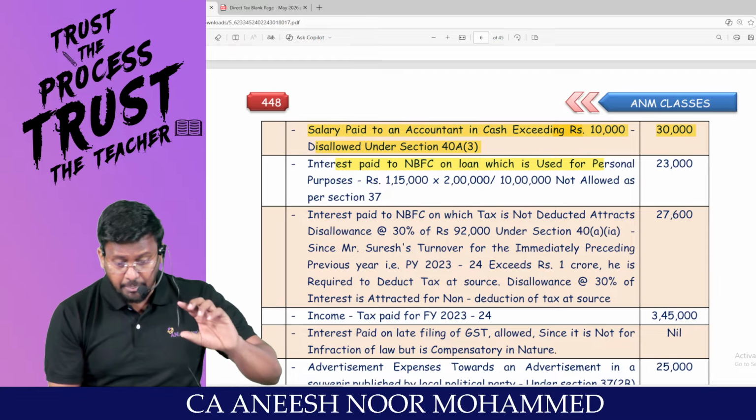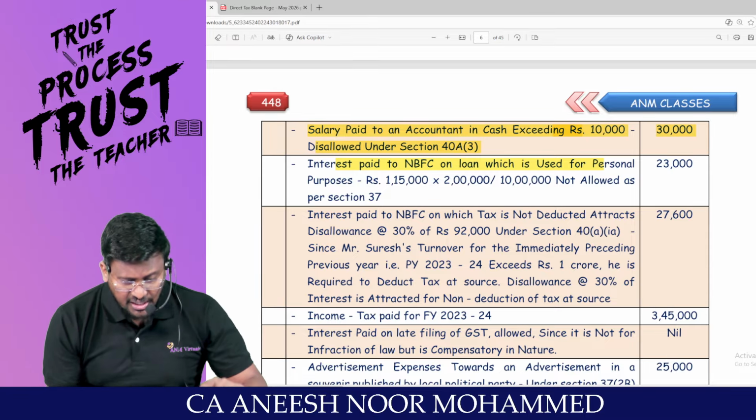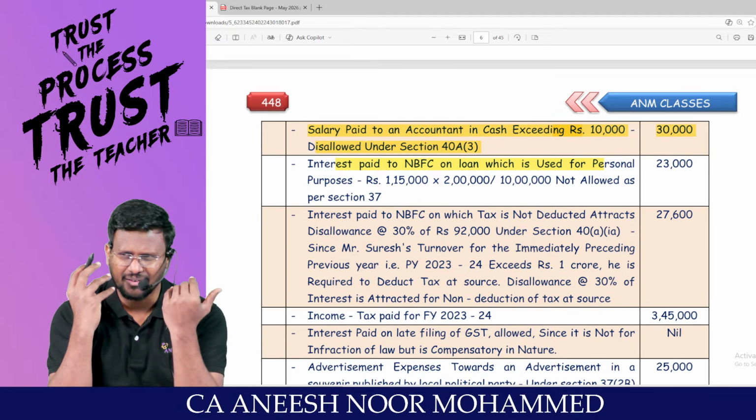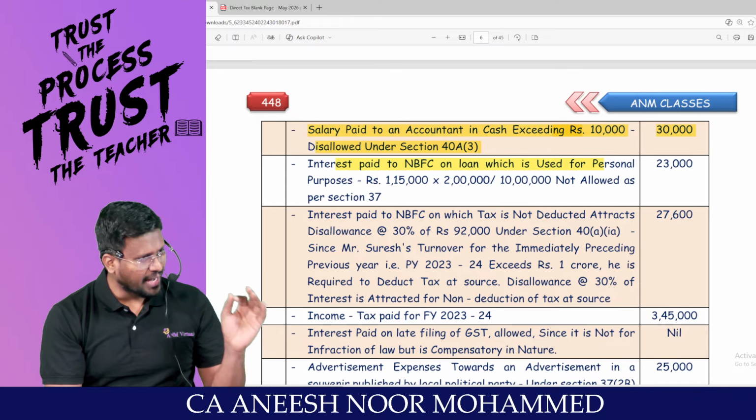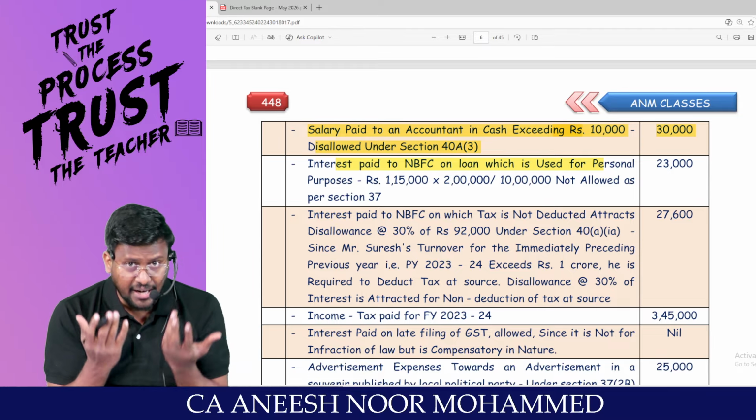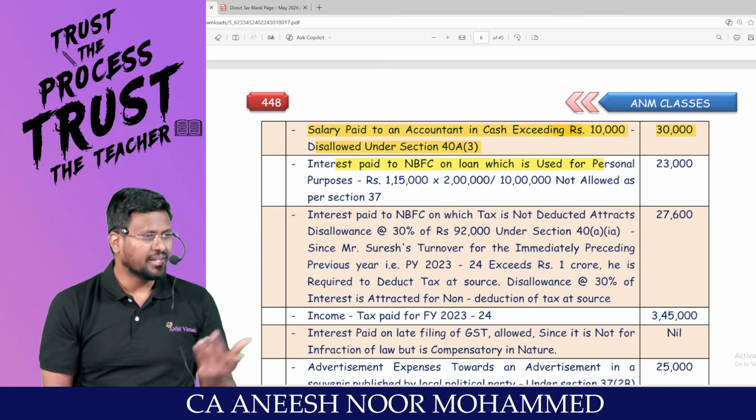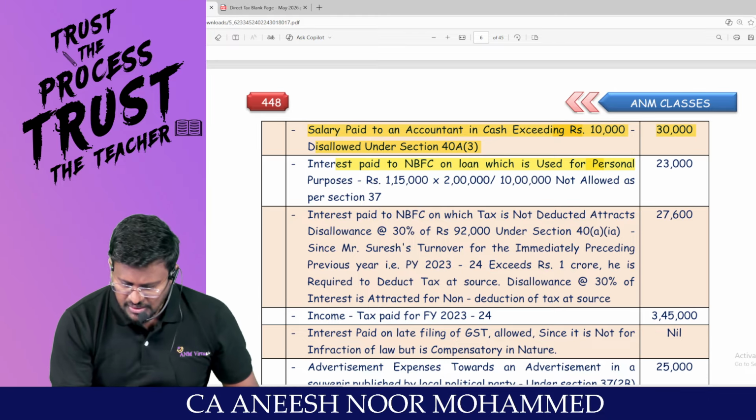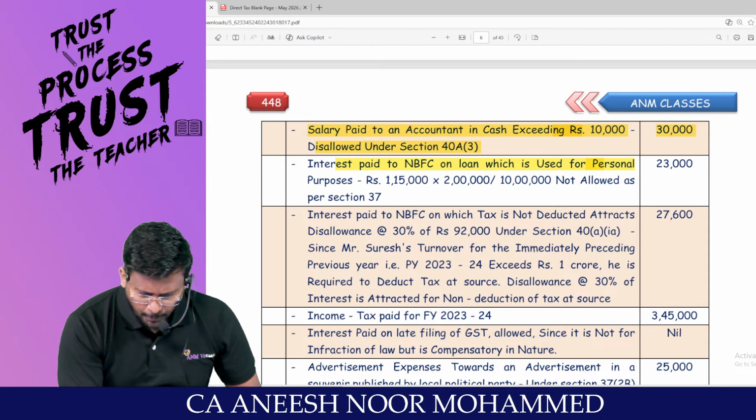Interest paid to NBFC. My dear lovable students, whether you pay interest to NBFC or banking company, if the loan amount has been utilized for personal purpose, on that, how interest can be debited to P&L account? Am I right? On which, sir, is used for personal purpose.